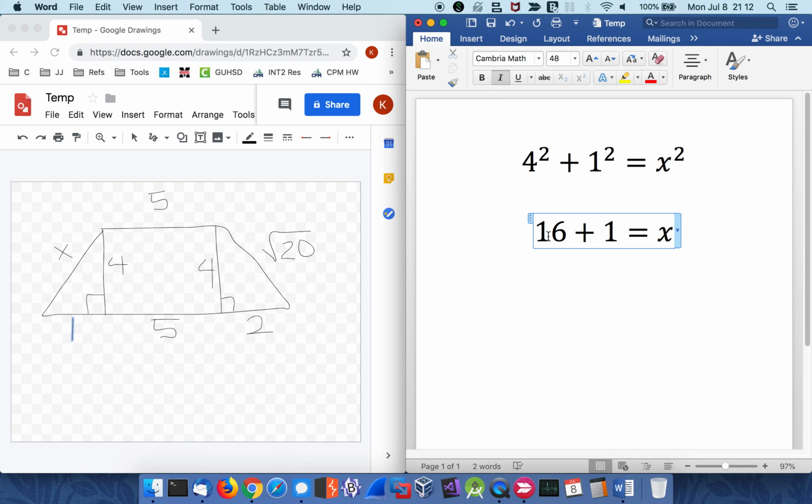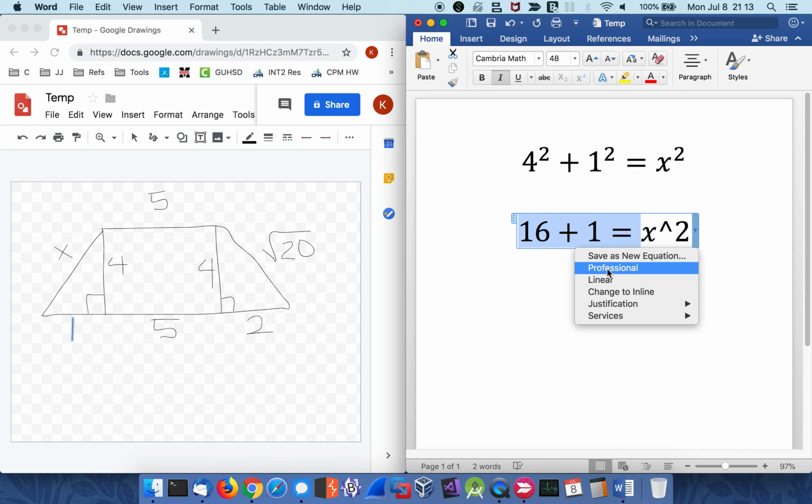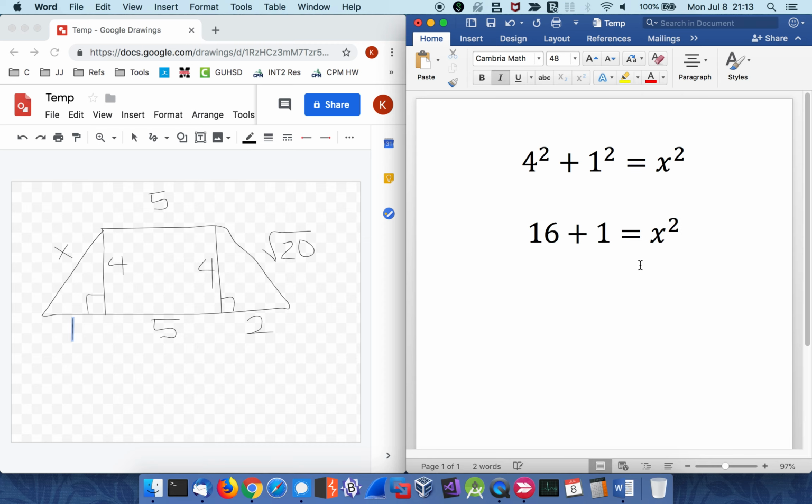Make it professional. It's not doing professional. Alright, it doesn't like me anymore. Professional. There we go. Okay, so 16 plus 1 equals x squared, or 17 equals x squared. And then, just like in the previous part, we're going to take the square root of this side and the square root of this side. So, we take the square root of this side, we just get x. We take the square root of this side, and we're going to get equation.